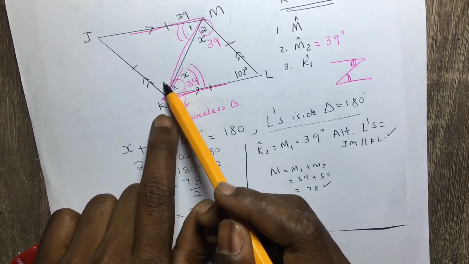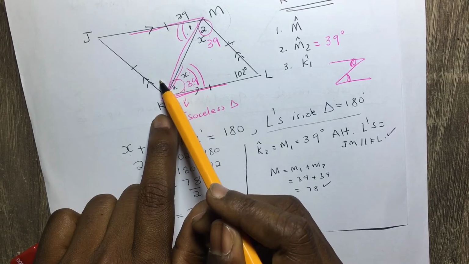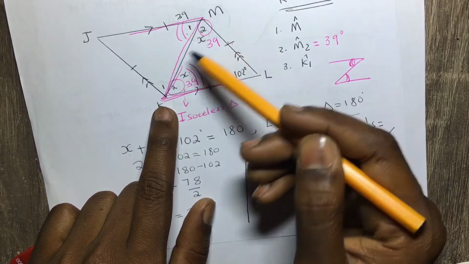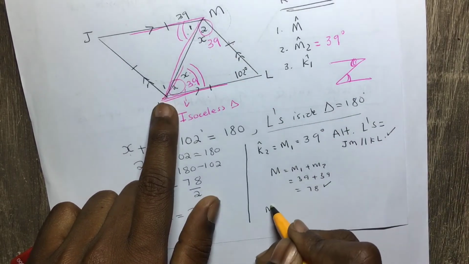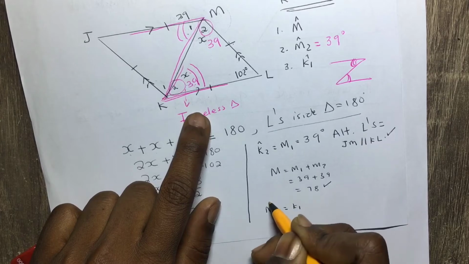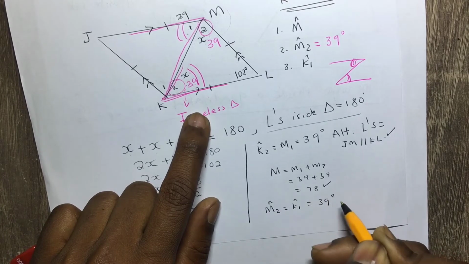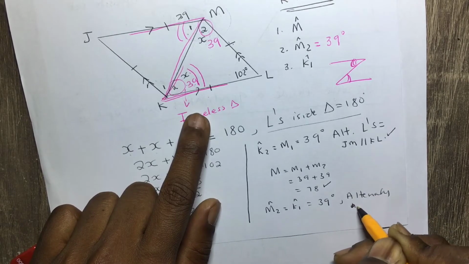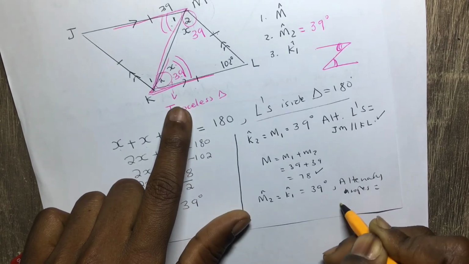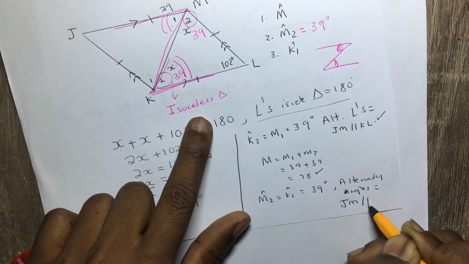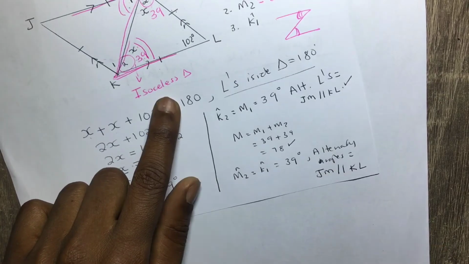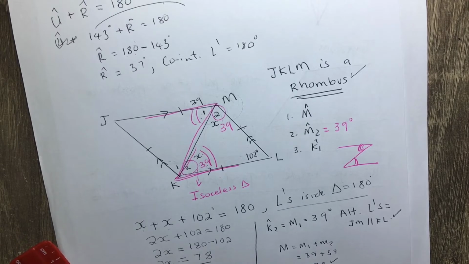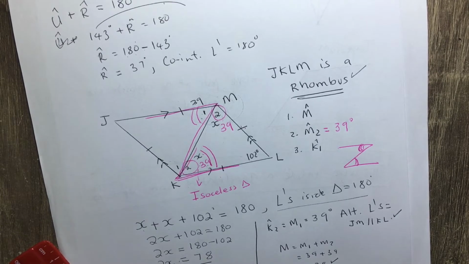And then how are we going to find K1? K1 is an alternating angle with M2. Can you see? This one and that one are the same. So I'm going to say, okay, M2 is the same as K1. And they're equal to 39 degrees because alternating angles are equal because JM is parallel to KL. I hope you got it right there. So this is how you're going to answer those questions.